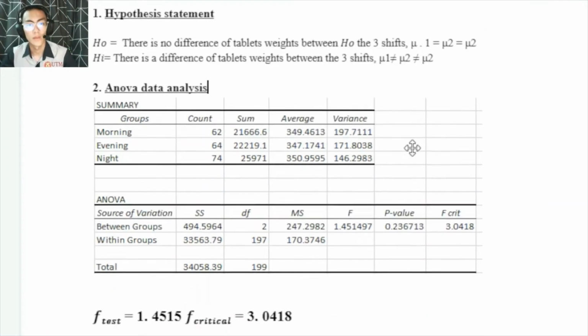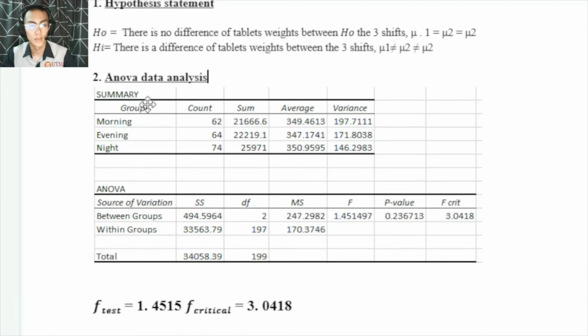So here I have tabulated the ANOVA data analysis for single factor. For the summary of data, we have the morning, with 62 counts of data. For the evening, we have 64, and the night, we have 74, totaling 200. For our ANOVA data analysis, the SS is the sum of squares, the DF is the degrees of freedom, our MS is our mean squared, and our F is our calculated F or our F test.